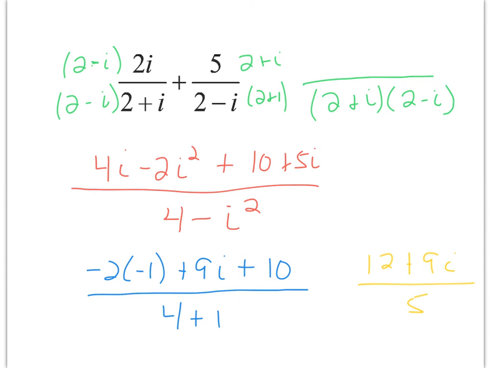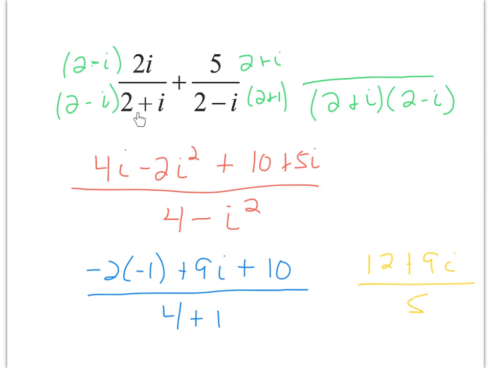Okay, you should have had a final answer of 12 plus 9i all over 5. Let's go through how we got that. Again, I got a common denominator, which is 2 plus i times 2 minus i. So I multiplied the left fraction by 2 minus i, both top and bottom. I multiplied the right fraction by 2 plus i, both top and bottom. So here, I distributed my 2i and got 4i minus 2i squared. And on this side, I distribute my 5, and I get plus 10 plus 5i.